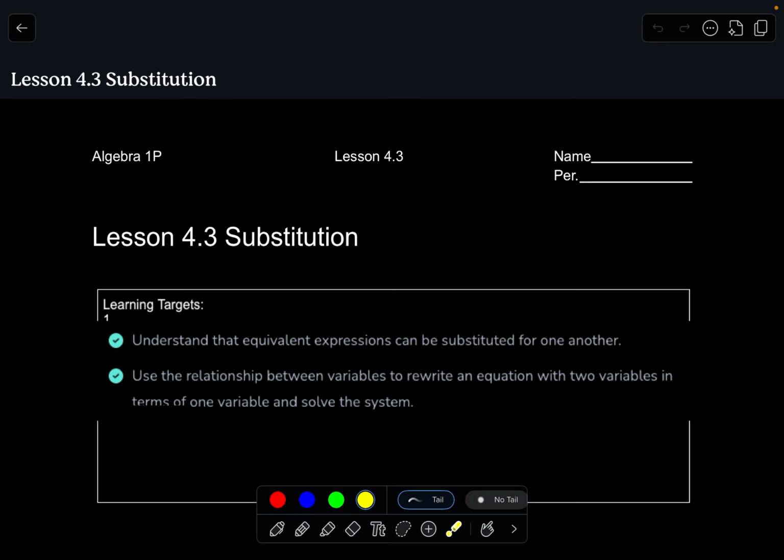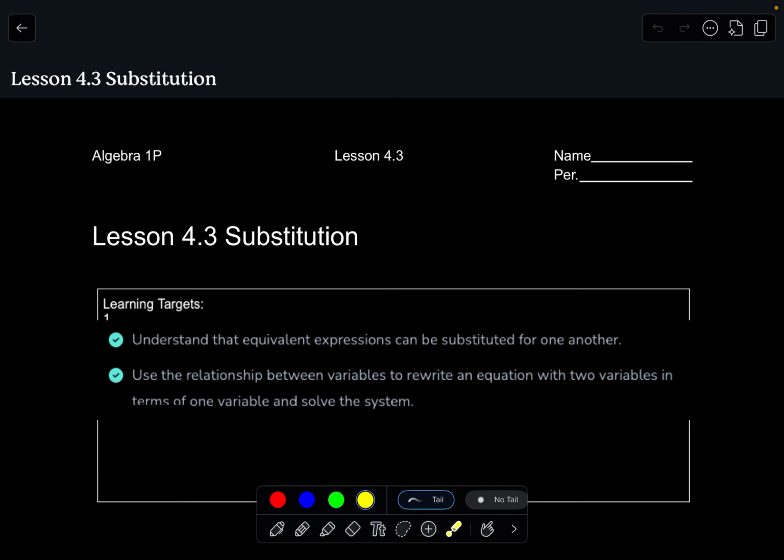All right, class. Hopefully this is the final time. This is lesson 4.3, solving systems by substitution, specifically linear systems by substitution, even though there are nonlinear systems that we will not come anywhere close to dealing with in this class. Anyway, lesson 4.3, solving systems by substitution.